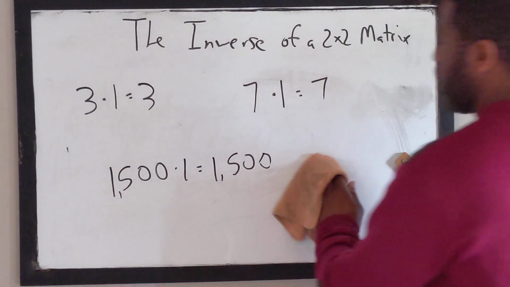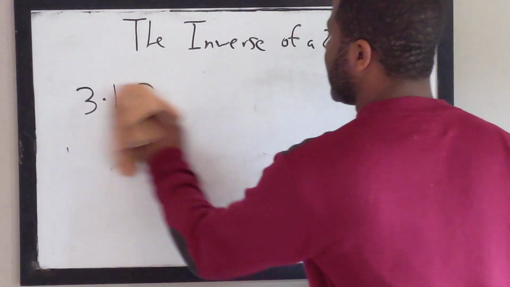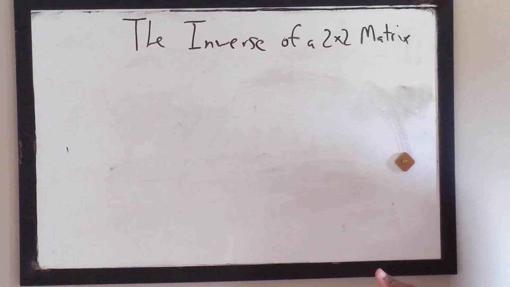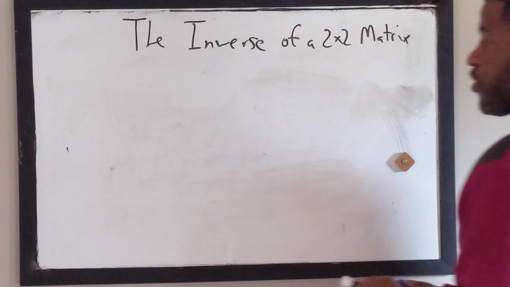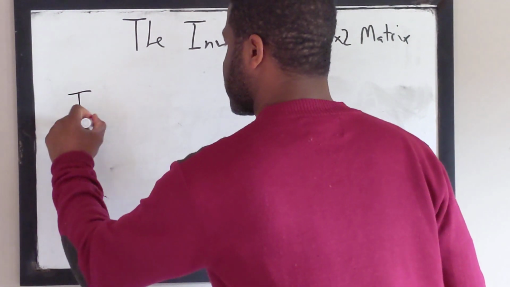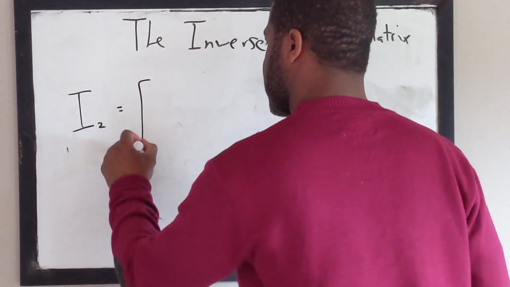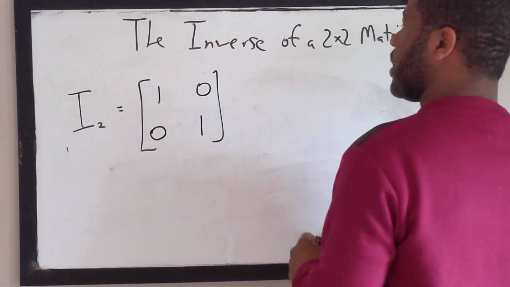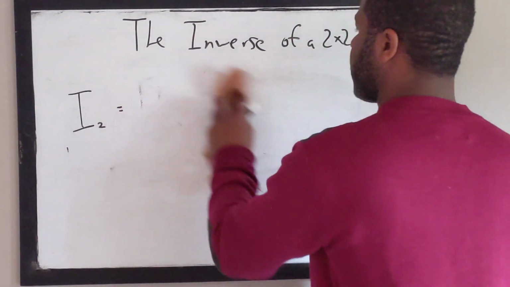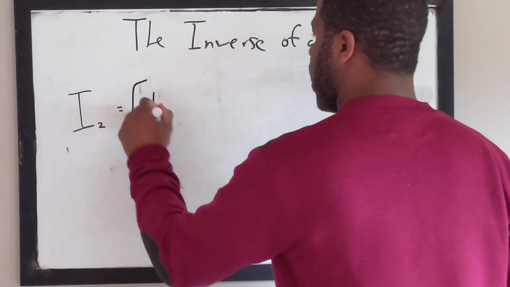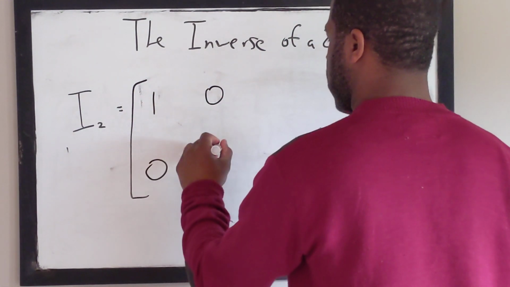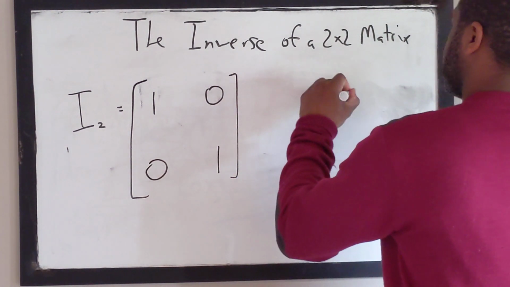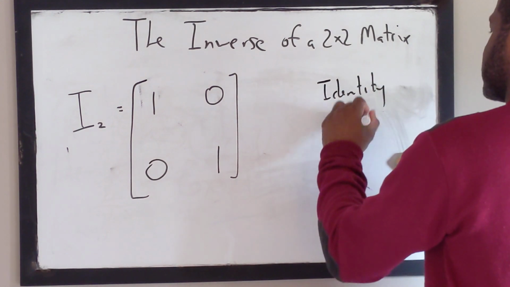Now, let's go back to that identity matrix. For a 2 by 2, and we've already talked about this, a 2 by 2 is 2 rows and 2 columns. A 2 by 2 identity matrix, I want you to write it like that, is 1, 0, 0, 1. Let me write that a little bit larger. 1, 0, 0, 1. It's called the identity matrix.